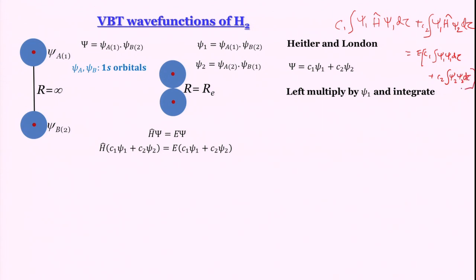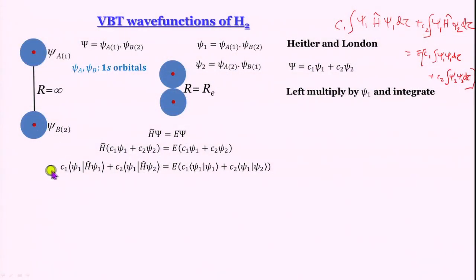And I hope we are by now sufficiently conversant with this bracket notation, so that we will not write these integral signs anymore. We will just write C1 integral psi 1, well, as you know this actually means psi 1 star, but here psi 1 and psi 1 star are the same, integral psi 1 H psi 1 d tau, plus C2 integral psi 1 H psi 2 d tau is equal to E multiplied by C1 integral psi 1 d tau plus C2 integral psi 1 psi 2 d tau.